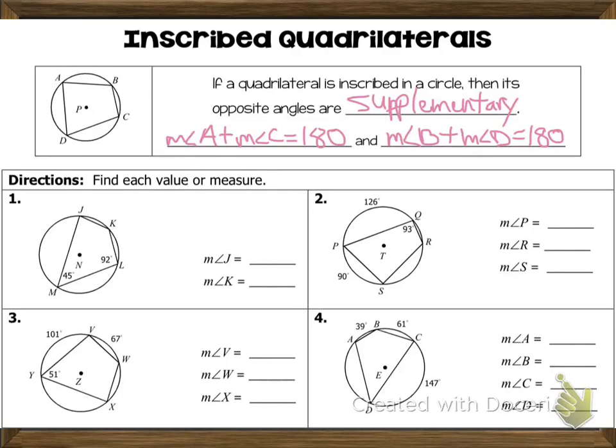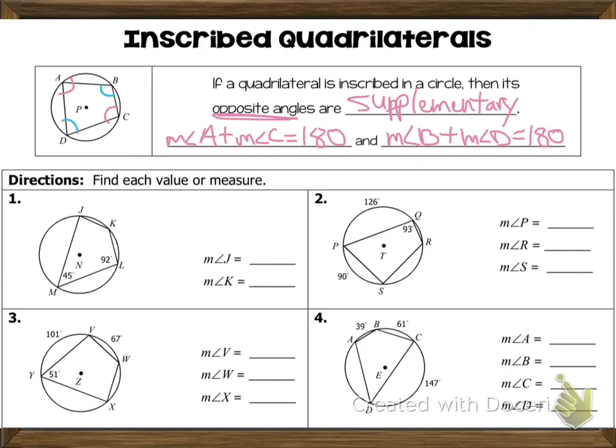So now let's look at inscribed quadrilaterals. So if a quadrilateral, which is a four-sided figure, is inscribed in a circle, then the opposite angles are supplementary. So supplementary means it adds up to 180. So angles A and C are directly across from each other, so they add up to 180, and then D and B are directly across from each other, so they add up to 180, and that's what these equations are down here. Okay? So let's do some examples.